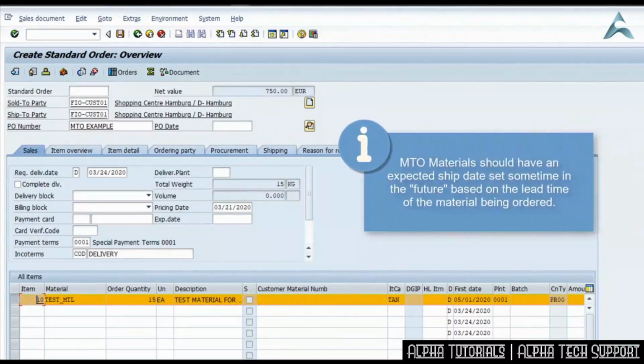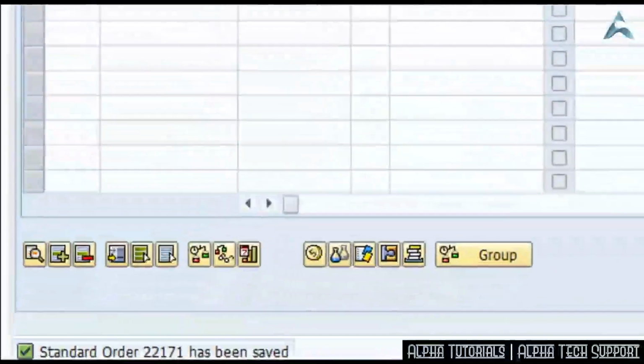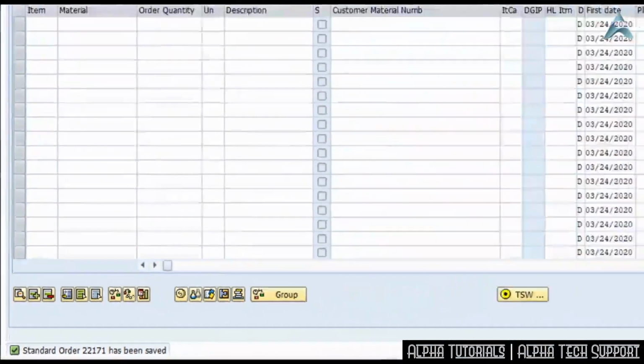The key element of a make to order is that you do not have this inventory sitting on your shelf ready to immediately fulfill customer orders. So your customers will be expecting to wait for the product to arrive. So whatever the lead time is for your material, that is what you should be using as a gauge for when you think you'll be able to deliver this to your customer. So I have future dated the order to May 1st, 2020, saving that order. And as you can see, we now have order number 22171 created in the system.